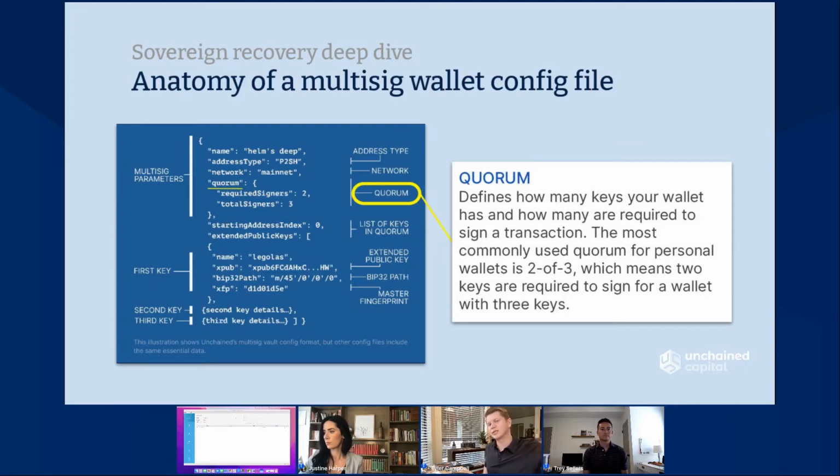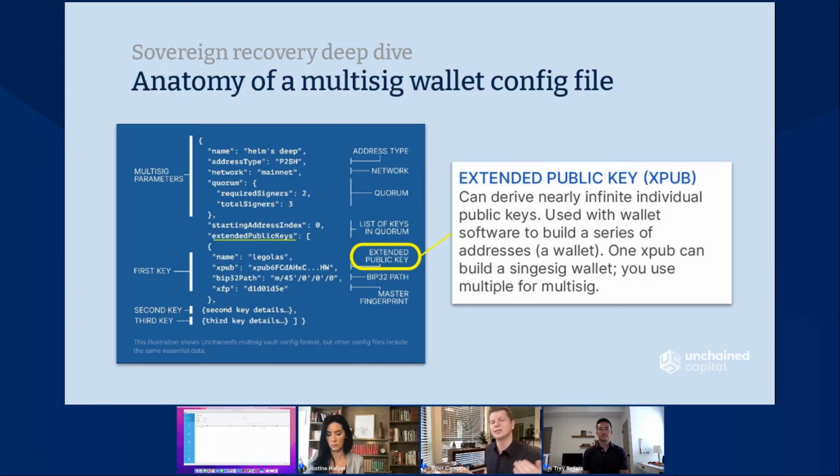As we work down from address type and network, we get to quorum. So quorum is that little slider bar in the upper right where we saw in Sparrow you can set your quorum. So we did a 2 out of 3 multisig. Now, the most commonly used quorum for personal multisig wallets is that 2 of 3. 2 keys out of the 3 designated do need to be used to sign successfully for a transaction. So you might have to squint just a little bit, but underneath quorum within those brackets, it's required signers and then total signers. We have required, 2 are required out of 3 total. Awesome.